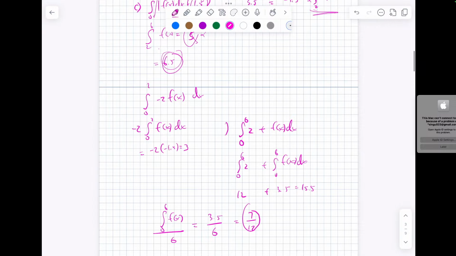Okay, so this is another one: 5 minus absolute value of x. Draw it out. If you draw it out, you find an upside down triangle, and you see the right part is a right triangle.